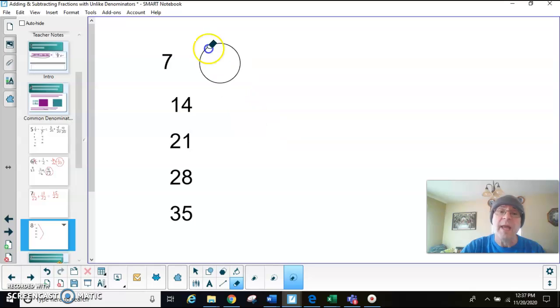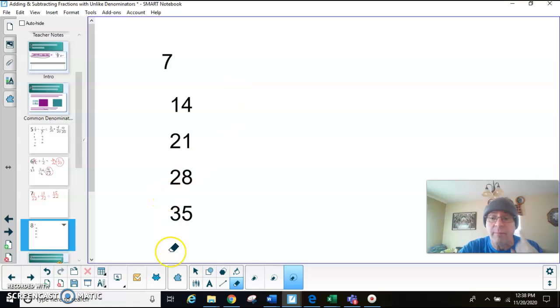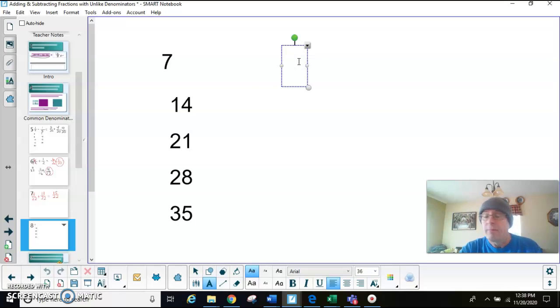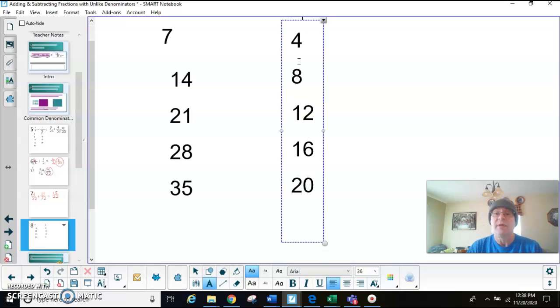And in order to add 2 fractions without common denominators, you have to make them into a common denominator. And this is the first step in doing that. So we are still working on fractions. We're just breaking it down. Let's try one more number together. Okay, very simple. It doesn't matter what number it is. Try 4. So 4 times 1 is 4. 4 times 2 is 8. 4 times 3 is 12. 4 times 4 is 16. And 4 times 5 is 20.